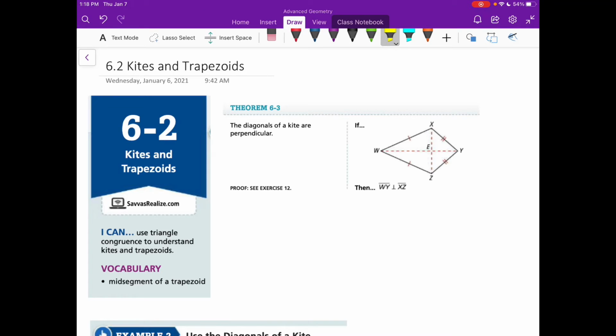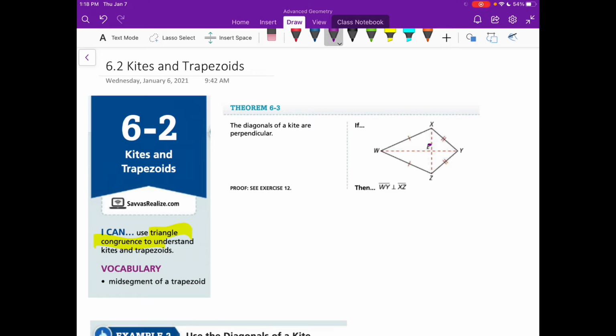6.2 is about kites and trapezoids, and your learning target is for you to be able to use what you know about triangle congruence to understand and know things about kites and trapezoids. So our first theorem is stating that the diagonals of a kite are perpendicular.